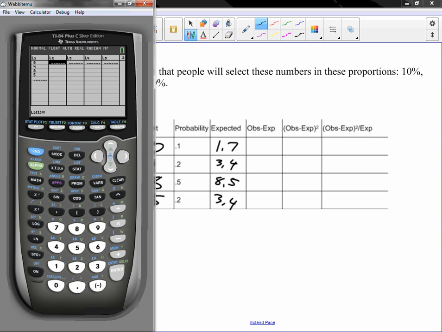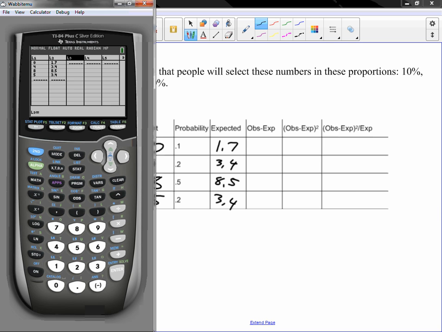Then I'm going to jump over, and in L2, this is the expected values. So for 1, it was 1.7. For 2, it was 3.4. Then it was 8.5. And then it was 3.4. I don't think I got my 3 in here. 3.4. Oh, I didn't get a 3.4 on that one either. Thank you. This one should be 3.4. Enter. All right, so there they are.